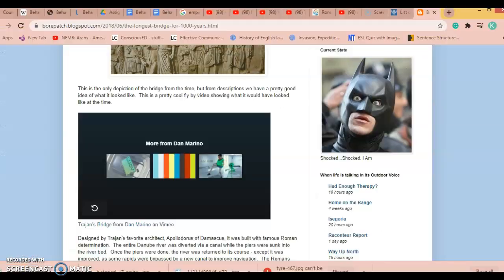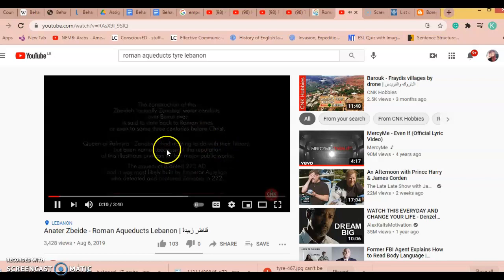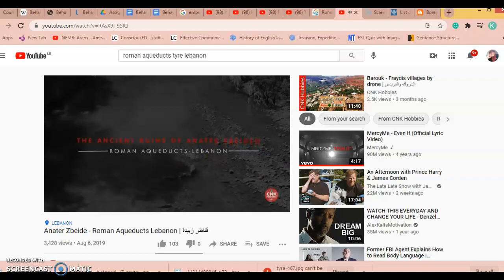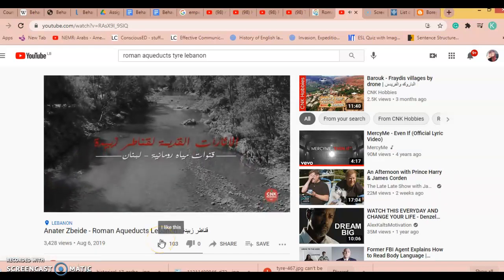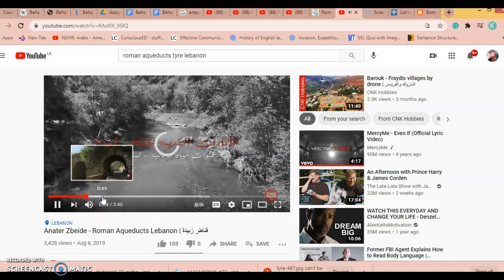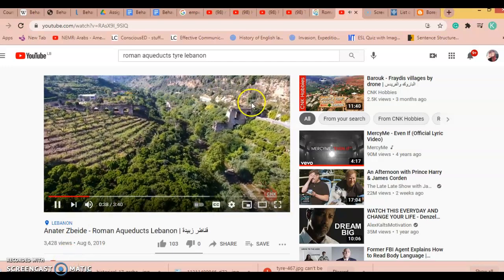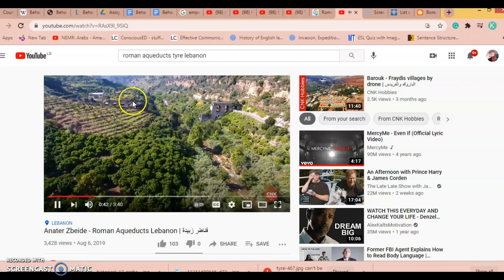I want to show you one more thing. This is in Lebanon. It's called the Anater Zbayde. And as you can see here, it was written that the Romans built it. Do you see them? These are the aqueducts. They were broken, of course, in war. They used to be touching each other.